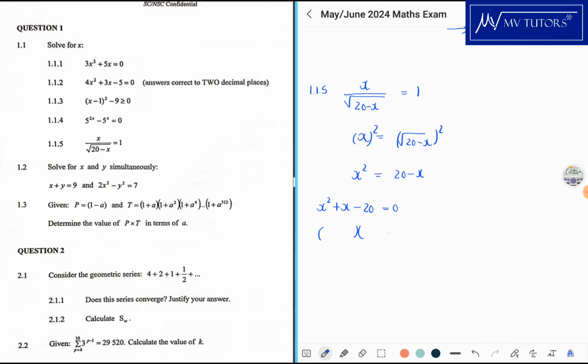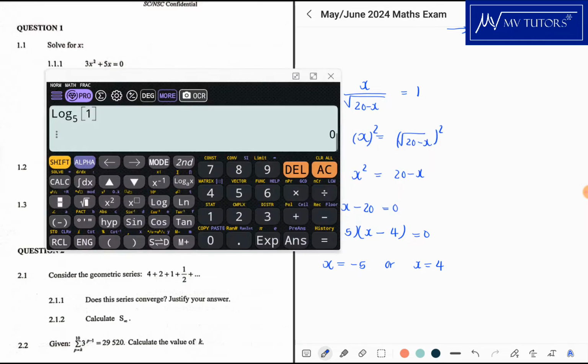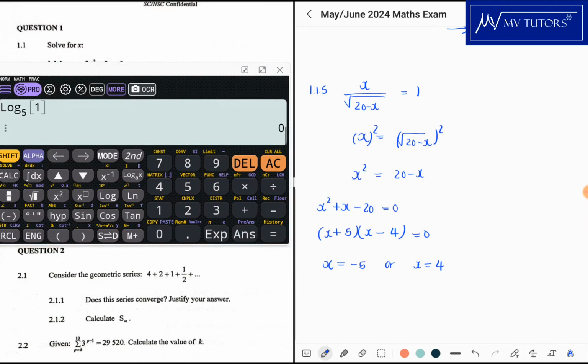And then if I factorize it, the factors of 20, if I use 5 and 4, I know positive 5 minus 4 will give me positive 1, and positive 5 times negative 4 will give me negative 20. Okay, so then here I know that x is equal to minus 5, or x is equal to 4. Now, this is where the check comes in. Is x really equal to minus 5 and 4?